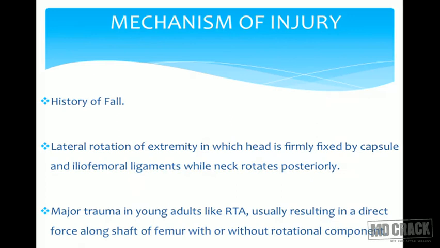Again, the mechanism of injury is almost similar to the previous fractures. There is always a history of a fall. It can be a slip and fall. Secondly, there is lateral rotation of the extremity in which the head is firmly fixed with the help of the capsule and iliofemoral ligaments. That is, the ilium bone is a part of the pelvis and the femoral is the femur, that is the thigh bone. And again the neck rotates posteriorly.